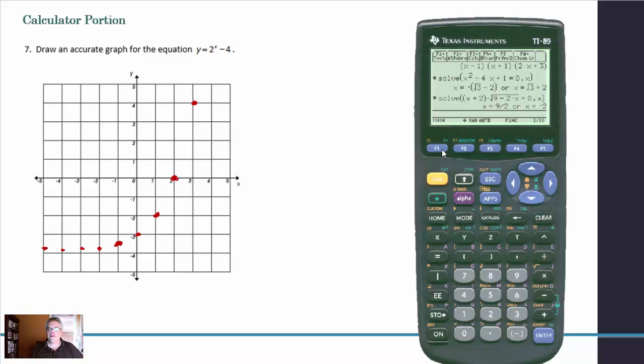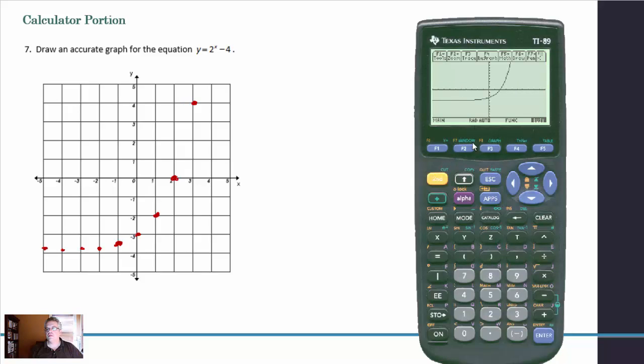So press the diamond key and the y equals. And you see I already have it there. It's 2 raised to the exponent x and then minus 4. So if you're not sure how to enter that, I'll go ahead and re-enter that. So clear. So 2, use the exponent key, and then x, an exponential function, minus 4. And hit enter. Now, we can get a peek at what the graph looks like by hitting zoom 6.